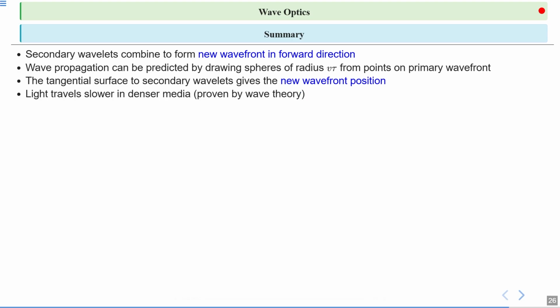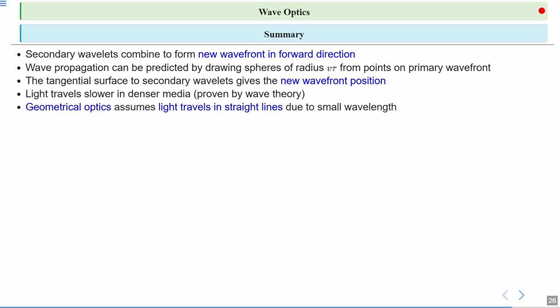Light travels slower in a denser medium, a phenomenon proven by wave theory. This is because denser media have more particles that interact with the light waves, slowing them down. It's an important aspect of wave optics that affects how we perceive light in different media.